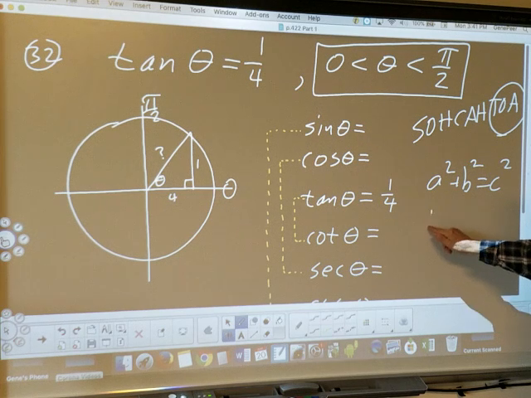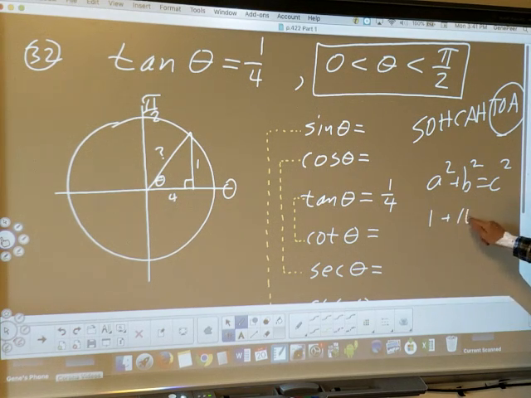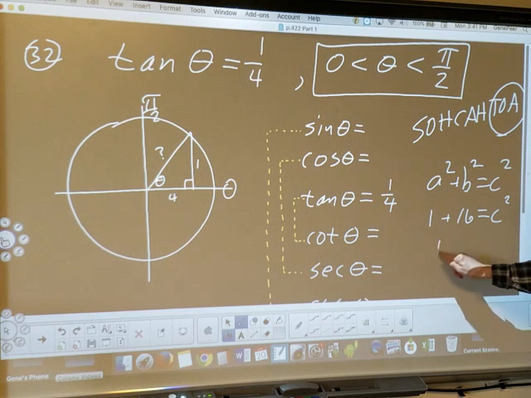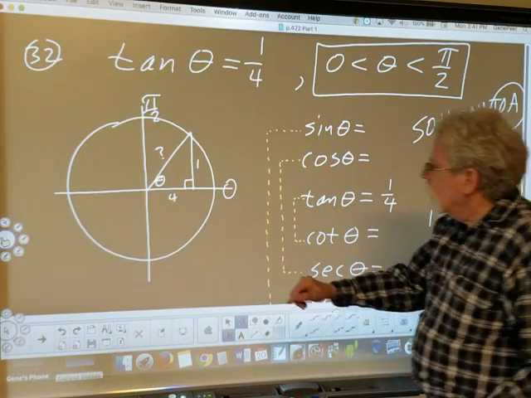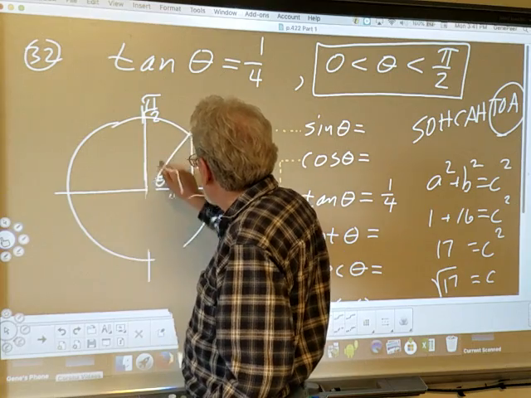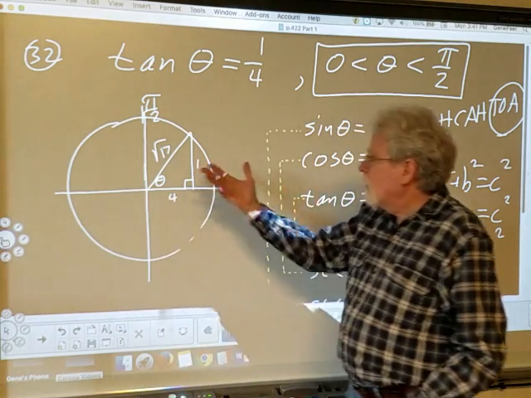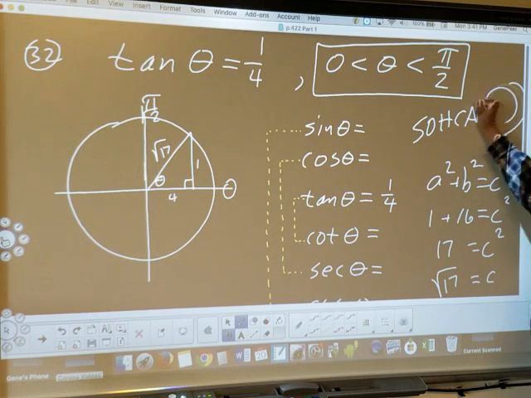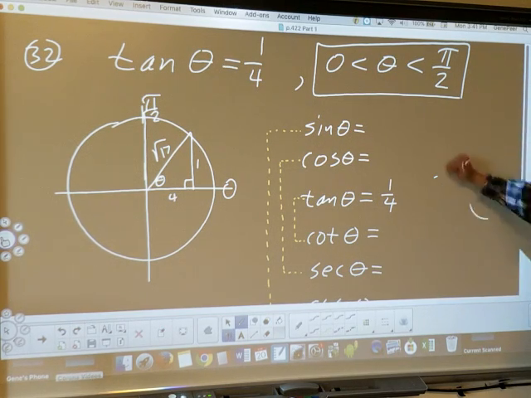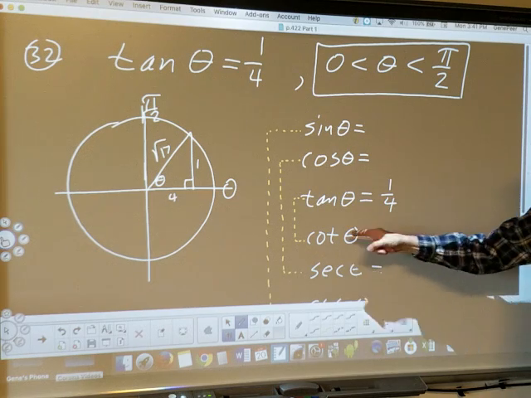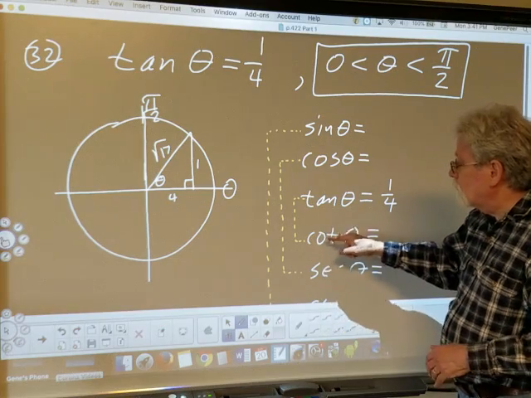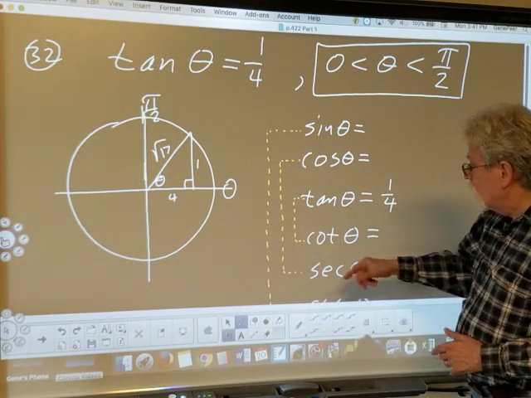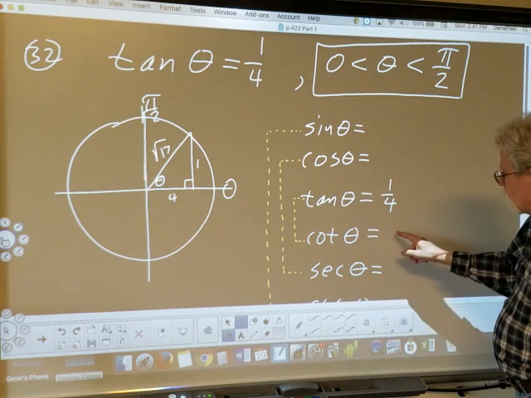So we have 1 squared plus 4 squared equals c squared. So we have 17 is c squared. So c must be the square root of 17. So we now know the hypotenuse. Now that we know the hypotenuse, wow, we know everything. From there we can find all the functions. Okay. Why is cotangent super easy? Yes, because cotangent is just the reciprocal of tangent. See the yellow dotted lines? Yes. So if tangent is 1/4, cotangent must be 4 over 1.